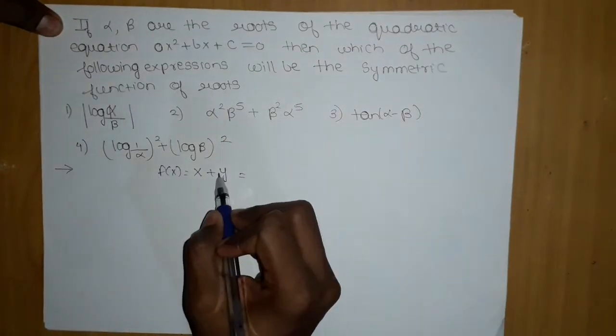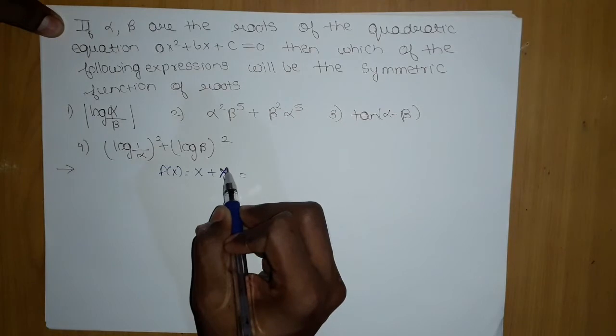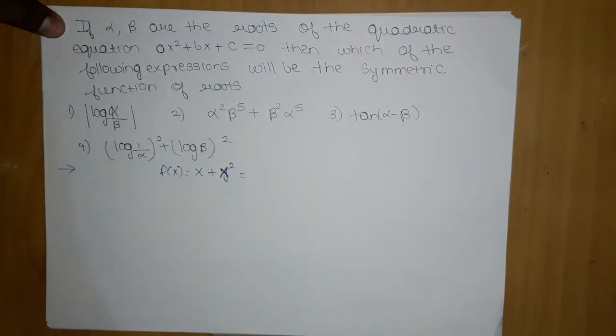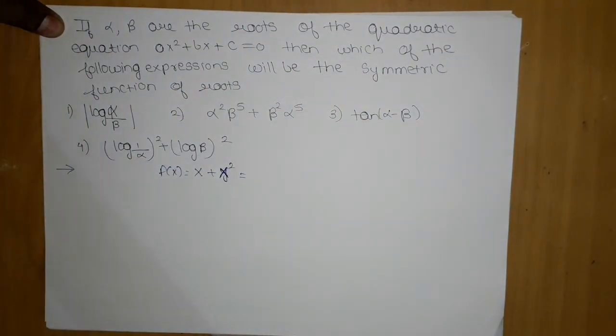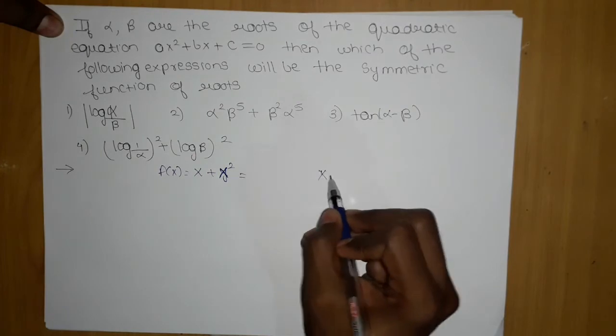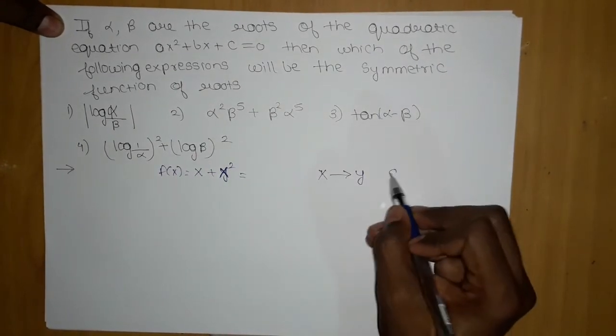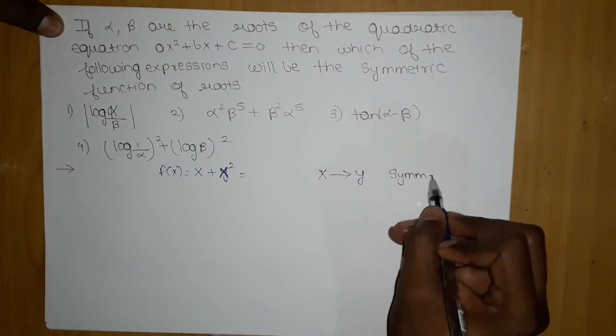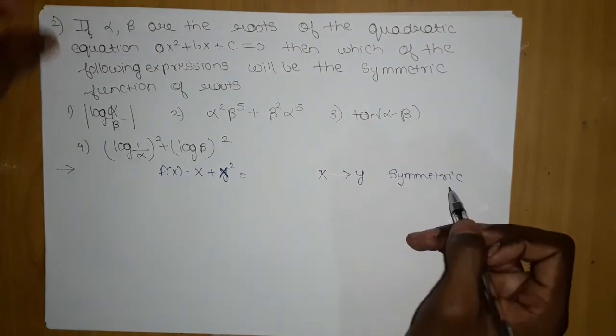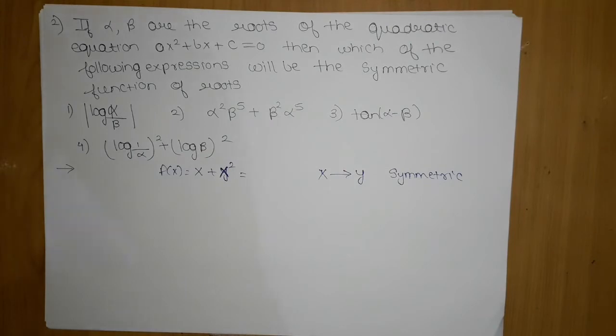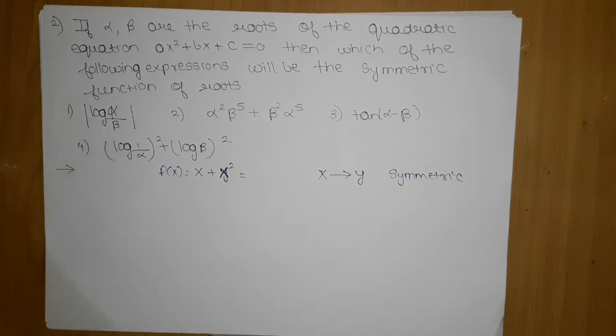Take this function x square. Now the function, if it remains the same when I replace x by y, such functions are called symmetric functions. And when you learn the function chapter in calculus, you will learn more about it. It is just the basic thing that you should know, that when you replace x by y, the function should remain the same, and if it satisfies that condition, it means it is a symmetric function.